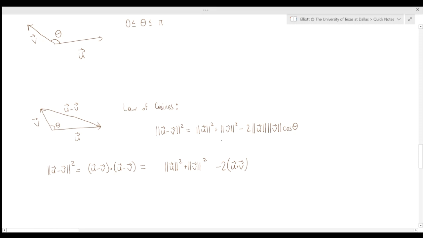So then if you compare these two expressions for the length of u minus v squared, what you find is that for these two to be equal to each other, u dot v must have been equal to this over here. So hence we can conclude that the dot product of u and v happens to be equal to the length of u times the length of v, and then times the cosine of the angle between them.